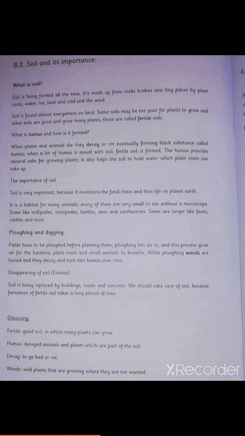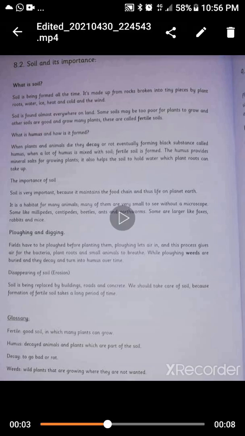What is humus and how is it formed? When a plant and animal die, they decay or rot, eventually forming a black substance called humus. When a lot of humus is mixed with the soil, fertile soil is formed. The humus provides mineral salts for growing plants. It also helps the soil to hold water, which plants' roots can take up.